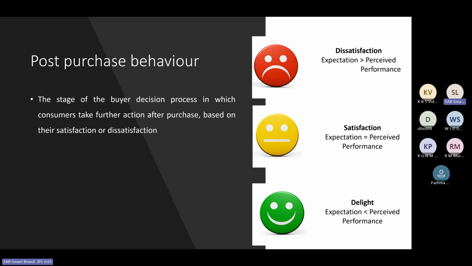So based on these, our behavior might be different. If we are satisfied or delighted, we might make repeated purchases, share positive word of mouth, and recommend this brand to others. But if we are not satisfied, we will never go for the same brand again, and we will not recommend it to others. We will share negative word of mouth, especially with social media. We have so many platforms to share our negative experience with others. So this is the process which has been theorized as the consumer decision making process.